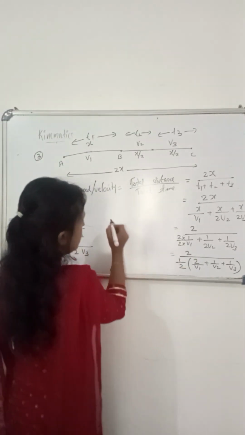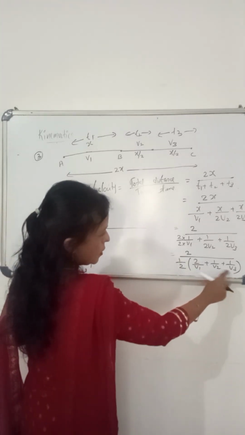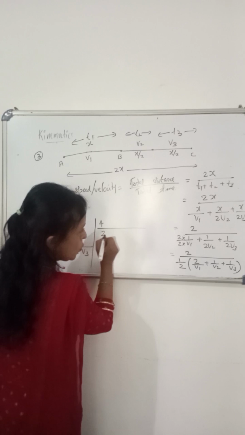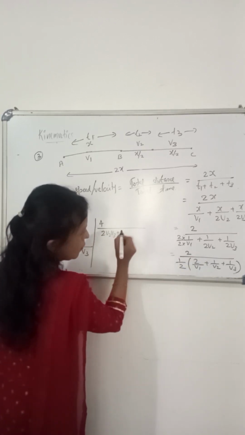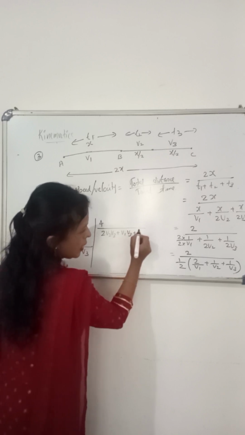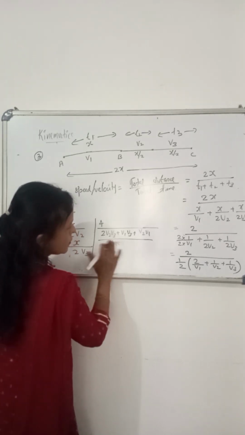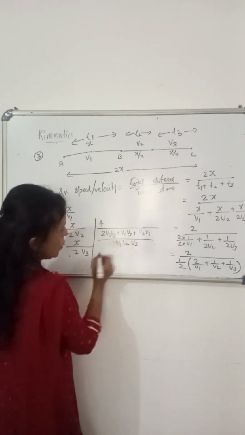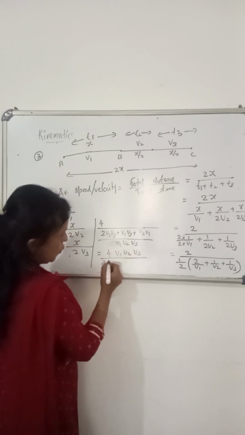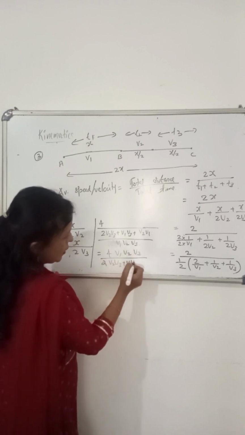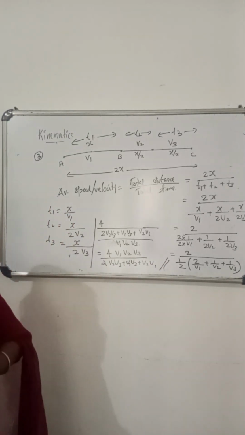So it becomes 4 divided by, here what is that? v2 v3 plus v1 v3 plus v2 v1 divided by v1 v2 v3. So the final answer is 4 v1 v2 v3 divided by 2 v2 v3 plus v1 v3 plus v2 v1. This is our final answer. Okay.